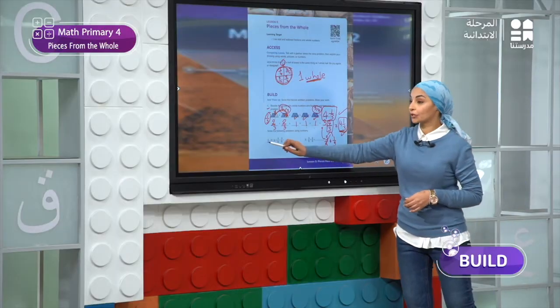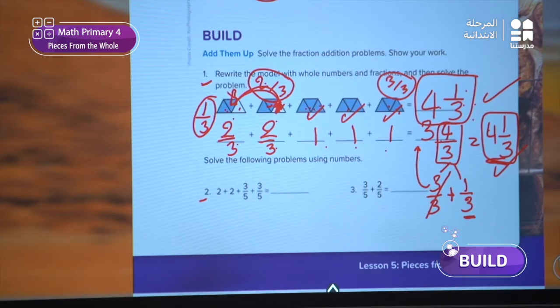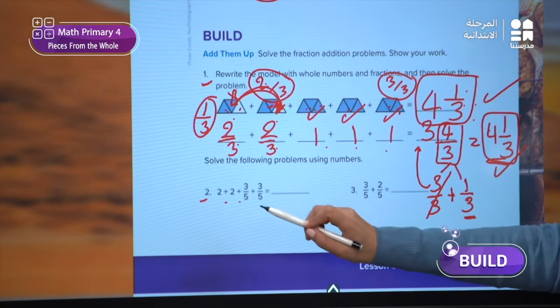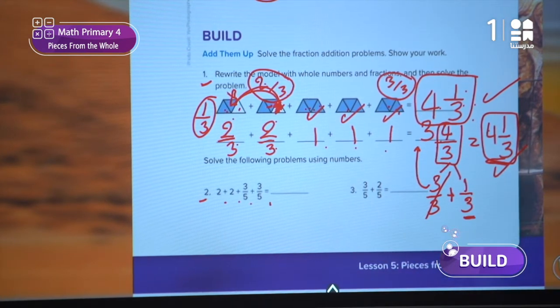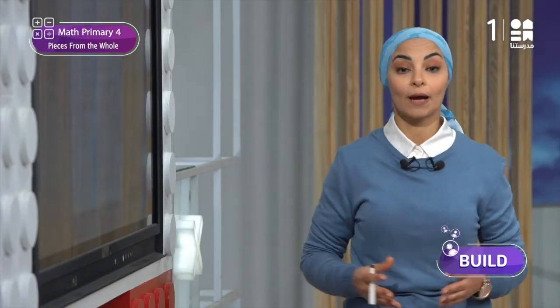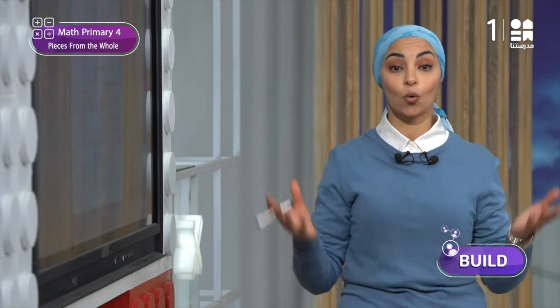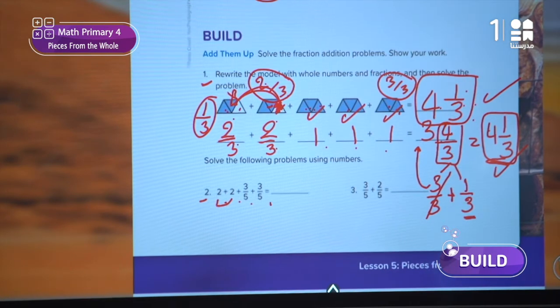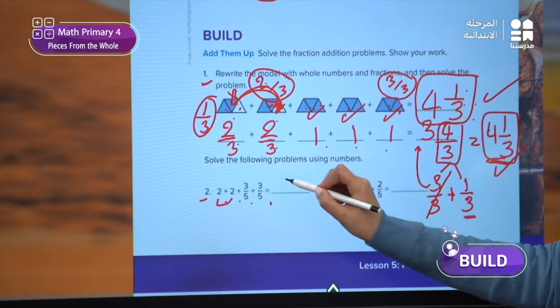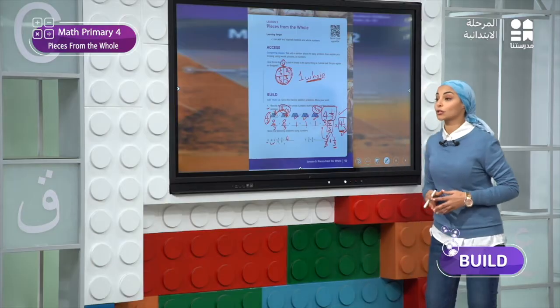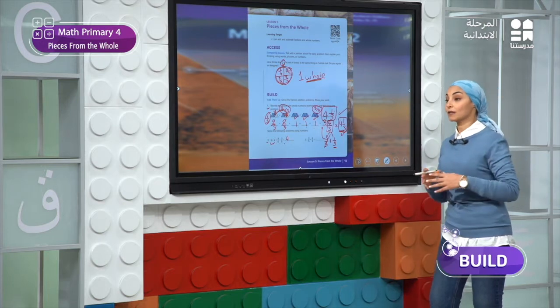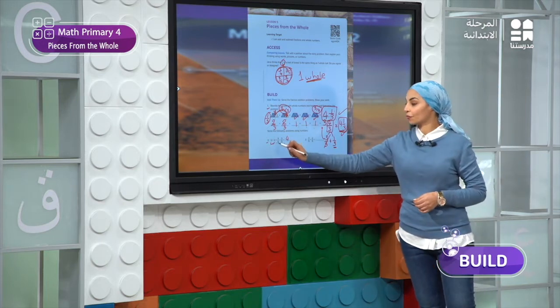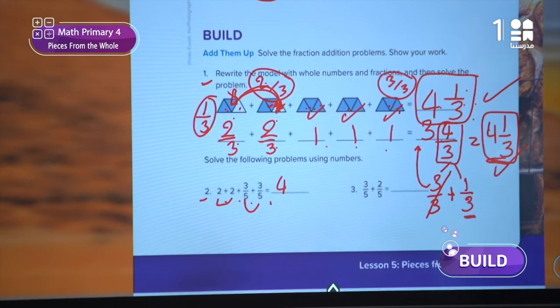Here in problem number 2, as you see here, we want to add 2 plus 2 plus 3 over 5 plus 3 over 5. طيب أول حاجة هعملها إيه؟ I will add the whole numbers. مين ال whole numbers عندي؟ 2 plus 2. طب 2 plus 2 gives me what? Of course, gives me 4. Then what should I do? I will add the fractions اللي هي 3 over 5 plus 3 over 5.